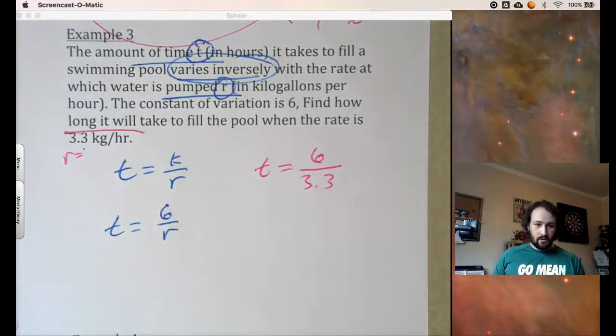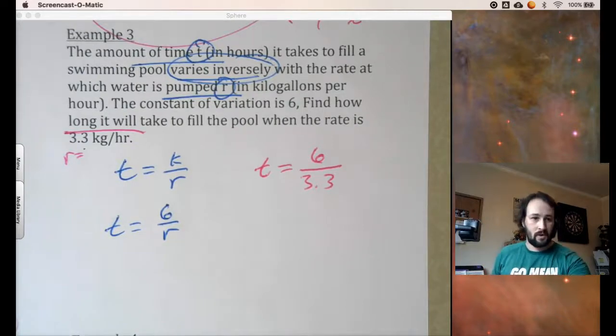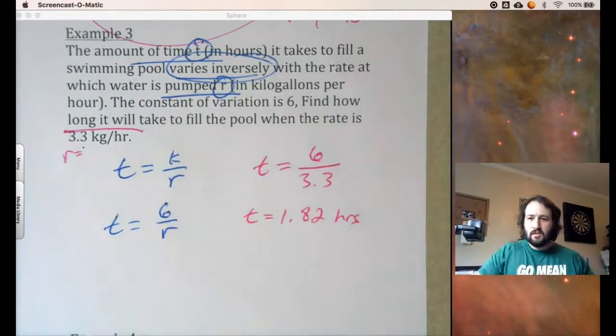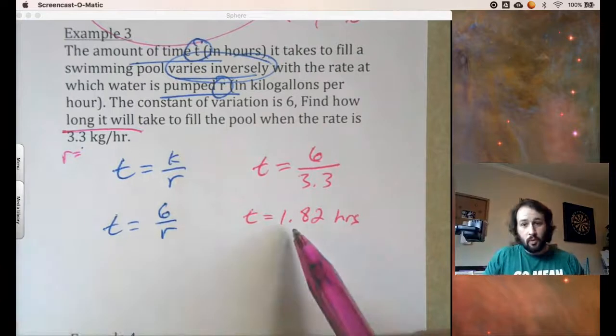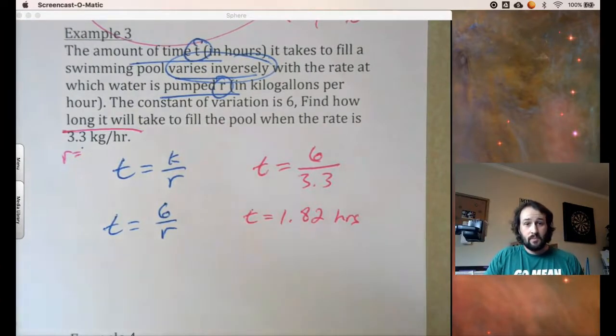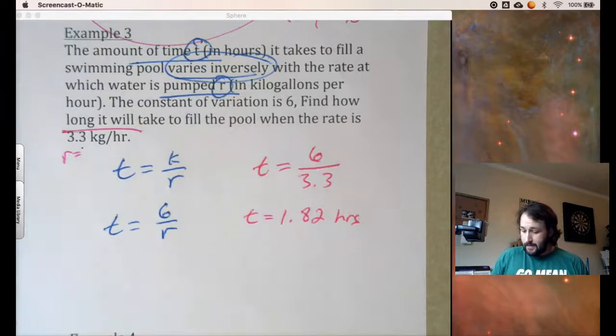Type it in our calculator, if I had one. I don't even need one because I got the answer anyways. So we'd have 1.82 hours. That was the time at that rate.